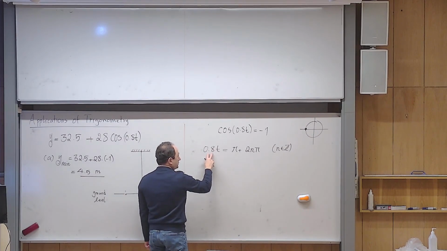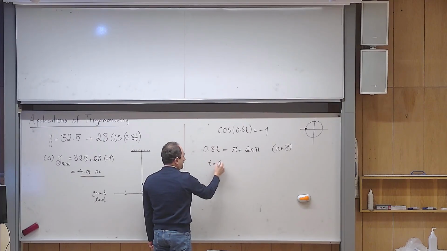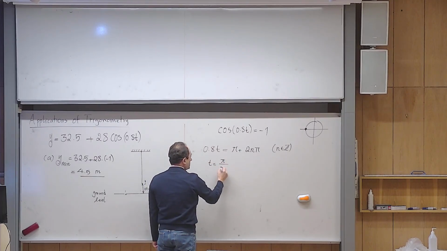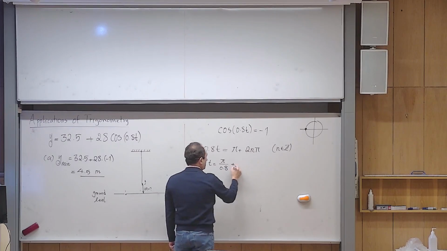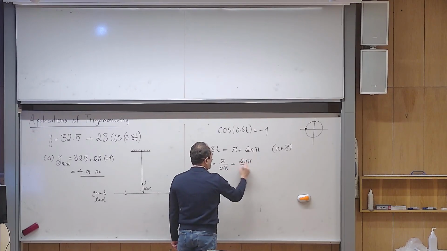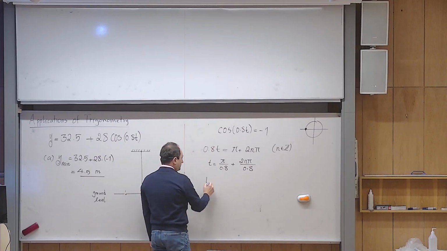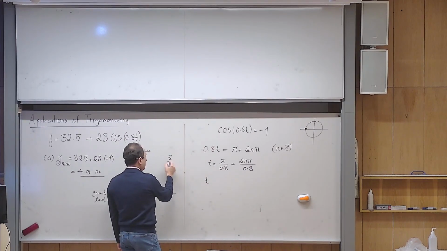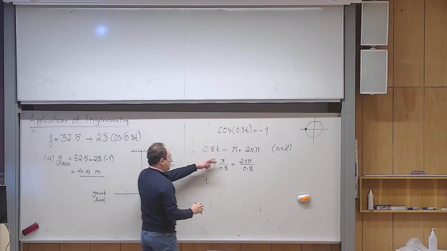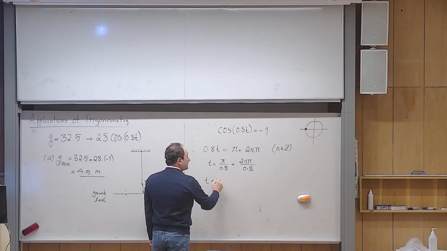First, you solve it mathematically, then you adjust what you need to do for this problem. So I have to get rid of 0.8. I divide everything by 0.8, so it becomes pi divided by 0.8, and then I have 2n pi divided by 0.8. And then I will simplify it because 0.8 is 8 over 10. It becomes 10 over 8, and if I simplify it, it becomes 5 pi over 4.